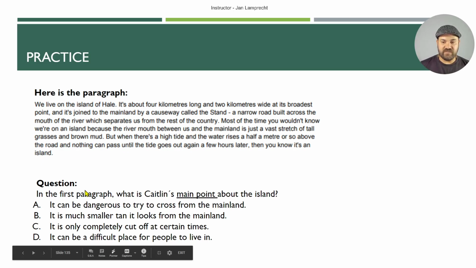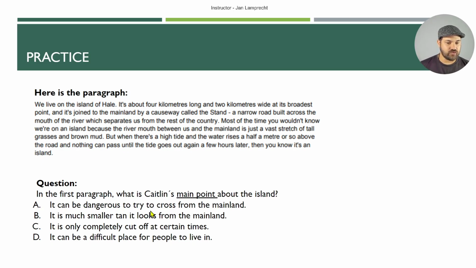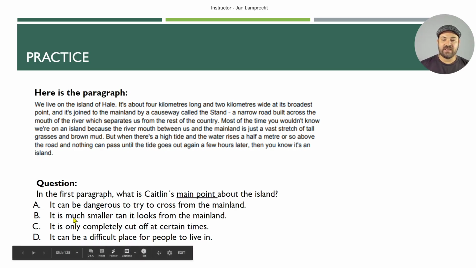So now here are our four options. It can be dangerous to try to cross from the mainland. It is much smaller than it looks from the mainland. It is only completely cut off at certain times. Or it can be a difficult place for people to live in. So those are our options.